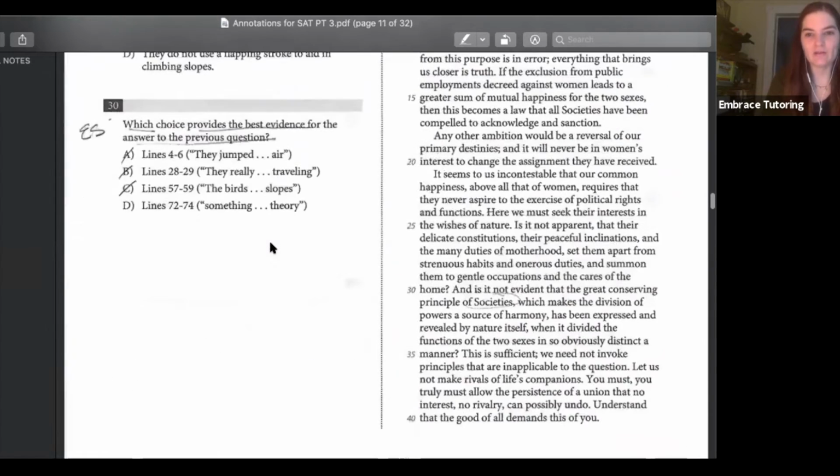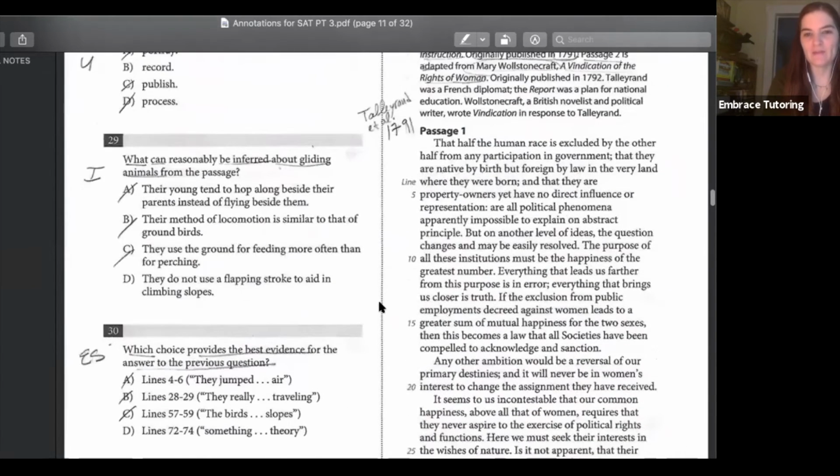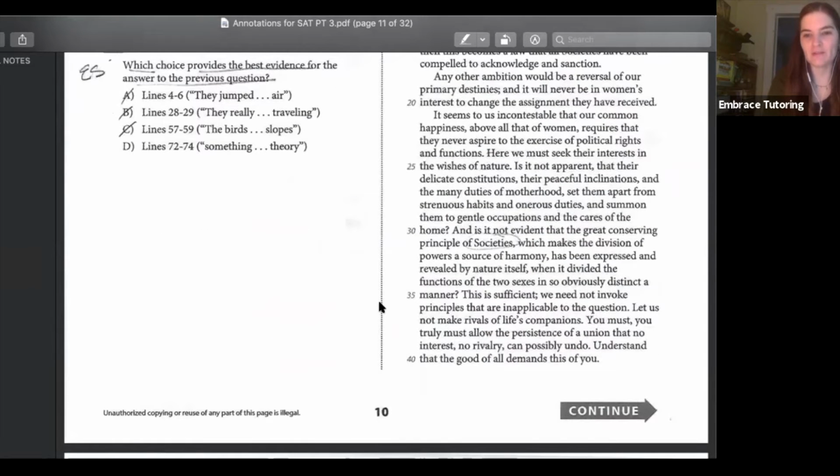I did do a little bit of annotations for passage 1, but again, this was also my intention for this practice test, so you can see what it would look like if you're not doing as many annotations as you've seen me do in the past, and how that can possibly affect your answers. Okay.